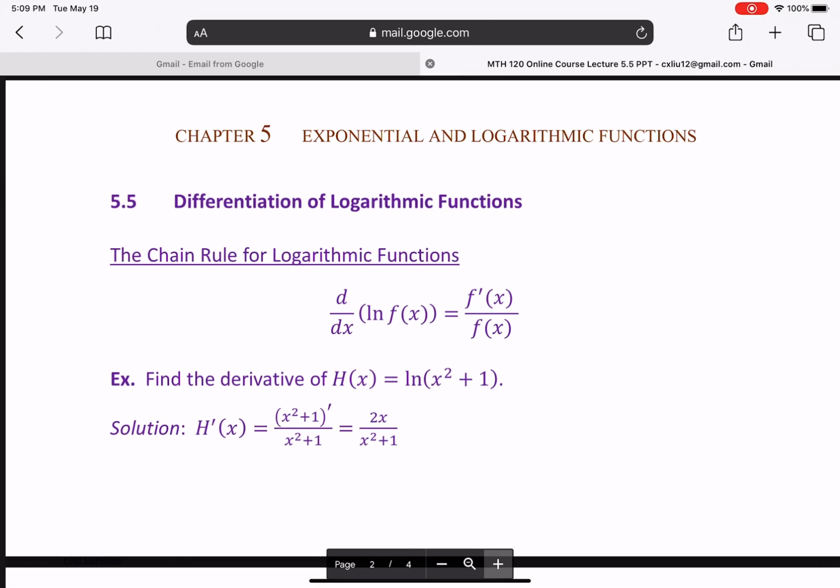Now, when the argument in the logarithmic function is a function f, then we have to use the chain rule. And we get the derivative of ln f of x equals f prime over f. For example, find the derivative of capital H equals ln of x squared plus 1. We take the derivative of the x squared plus 1 on the top, and then divide by x squared plus 1, so we get 2x over x squared plus 1.